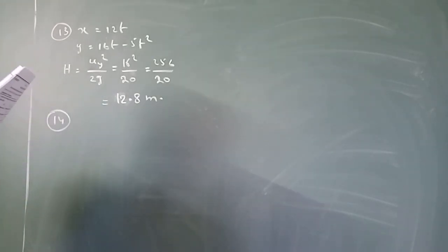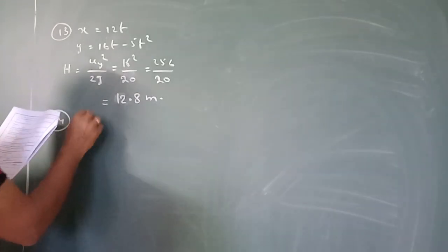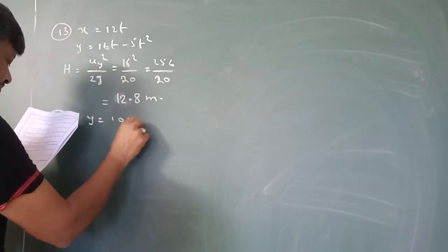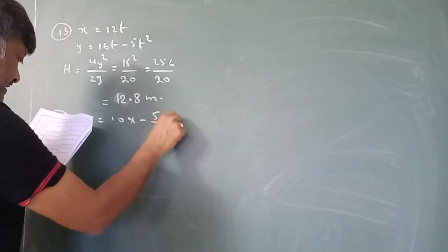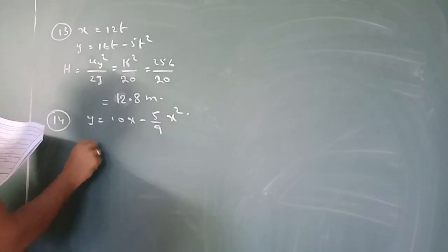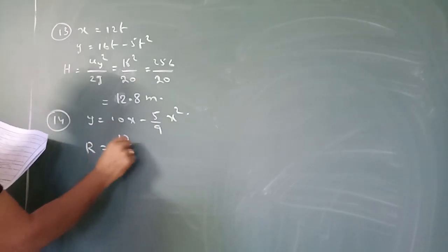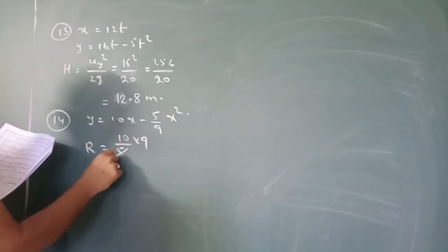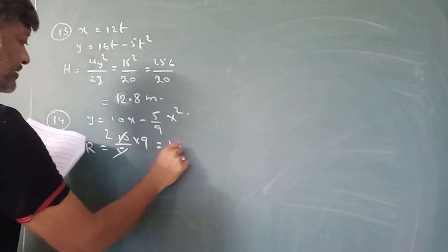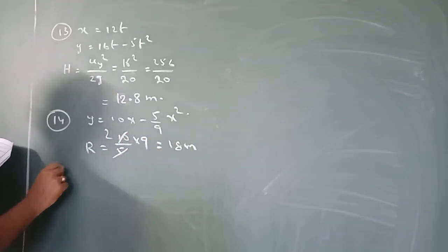Fourteenth one. Equation of trajectory is y is equal to 10x minus 5 by 9 x square. Range of projectile is a by b, 10 by 5 by 9, that is equal to 5 2 into 9, 18 meters. 15th one.